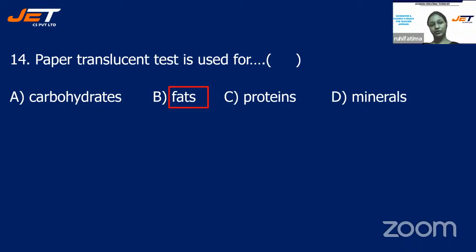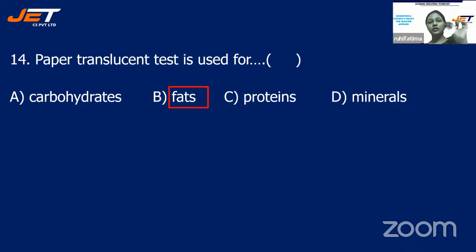How do we do the paper translucent test? Let's discuss it a little bit. You must have observed that whenever any oil is dropped on paper, that portion till where the oil is dropped becomes translucent. If you haven't, just do this test at home. Take a plain paper, drop one or two drops of oil, any oil you can take. It can be mustard oil or any cooking oil, because that is also fat, right?